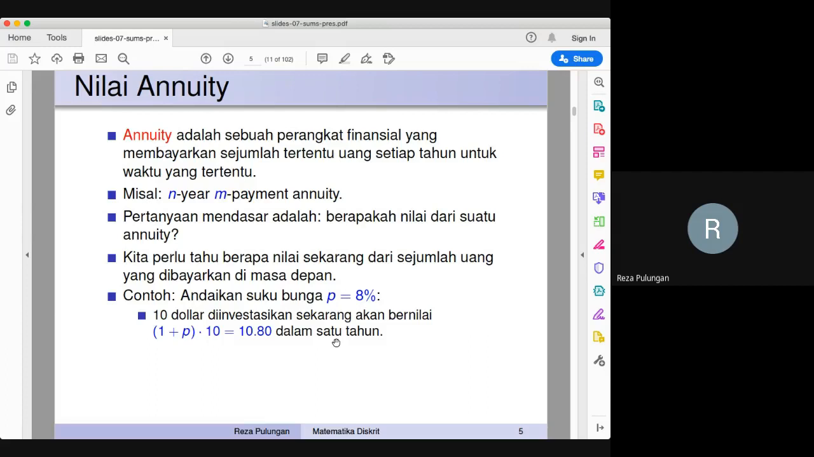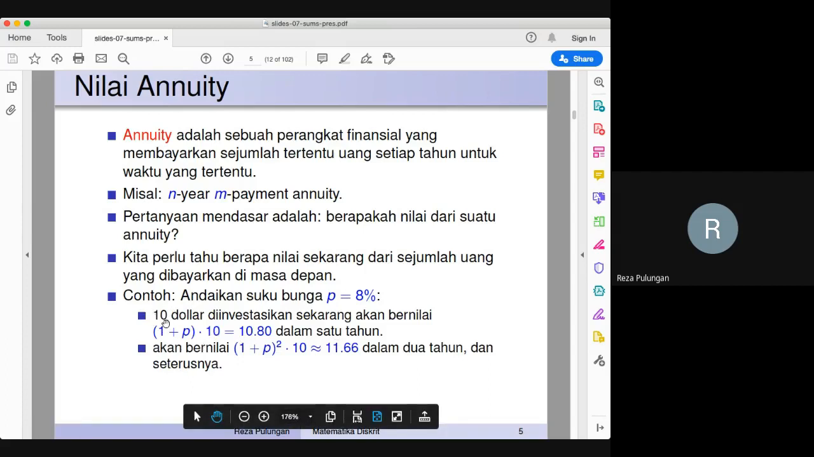Now, if somebody gives you $10 at the end of the year, then for the time being, the value is not $10. We can continue this. This $10 will have a value equal to 1 plus P squared multiplied by 10, which is around 11.66 in 2 years, and so forth.